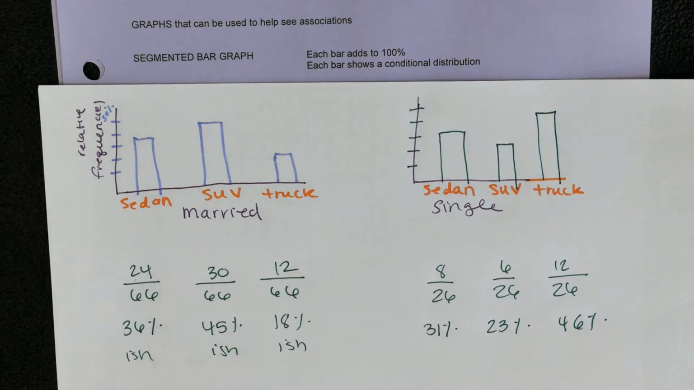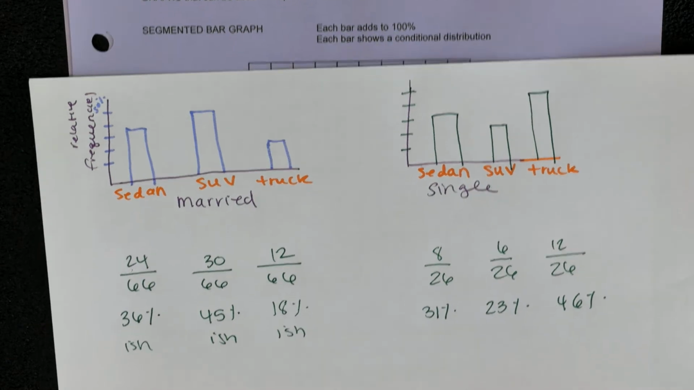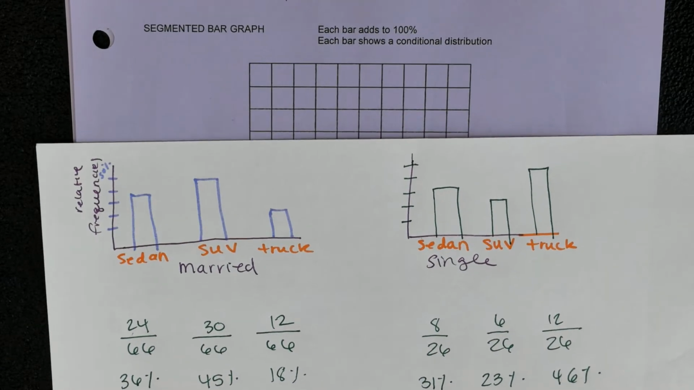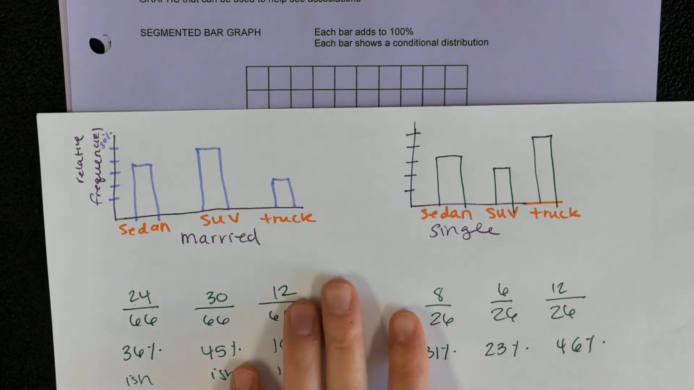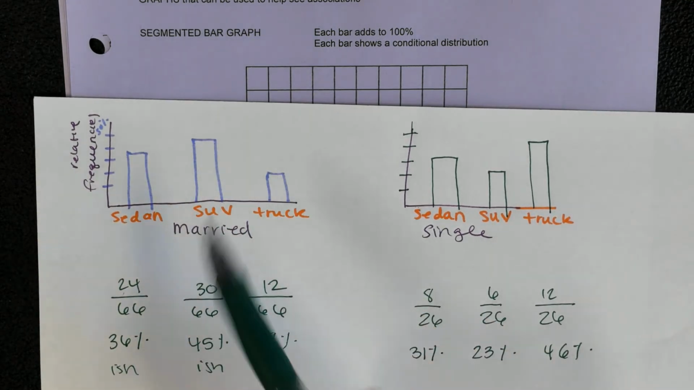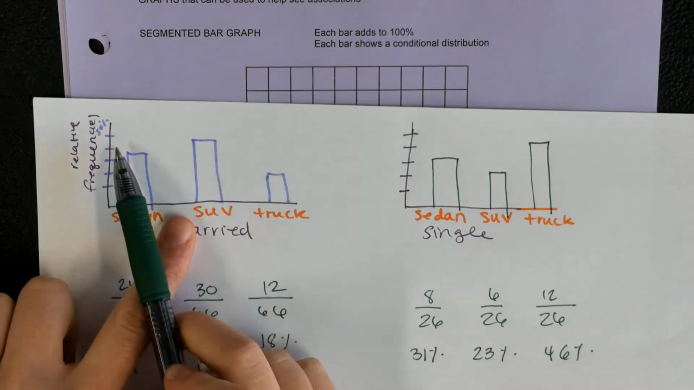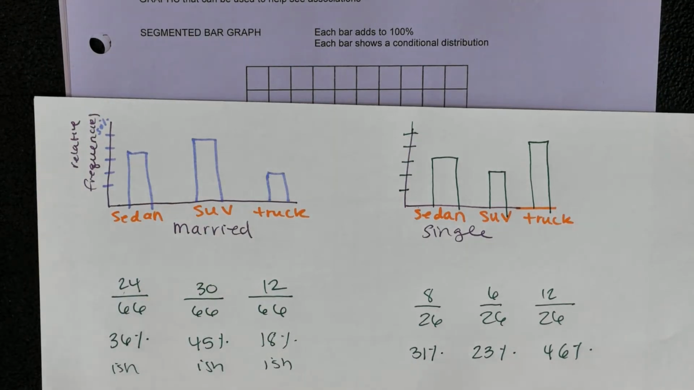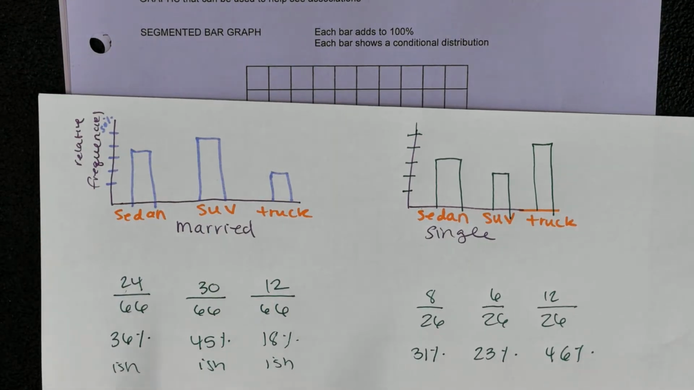Okay, and so we have these distributions. So why am I doing all of this? The reason I'm doing this is because I'm going to show you how we can make a segmented bar graph. These are bar graphs. We're going to take these and put them all together. So essentially a segmented bar graph is just you take all of these and you stack them on top of each other. Okay, and I'm going to show you what that looks like.